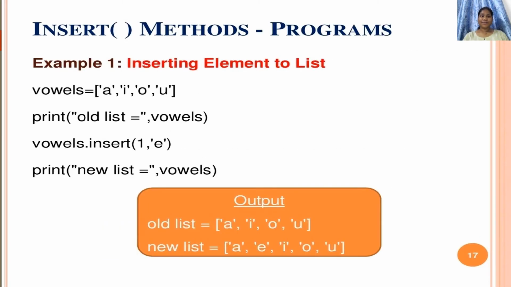Here is an example of the insert method. I took vowels, that is A, I, O, U, and print the old list of vowels, and I inserted at the first position the element E and print the new list. The output would be the old list, that is A, I, O, U, and the new list A, E, I, O, U.